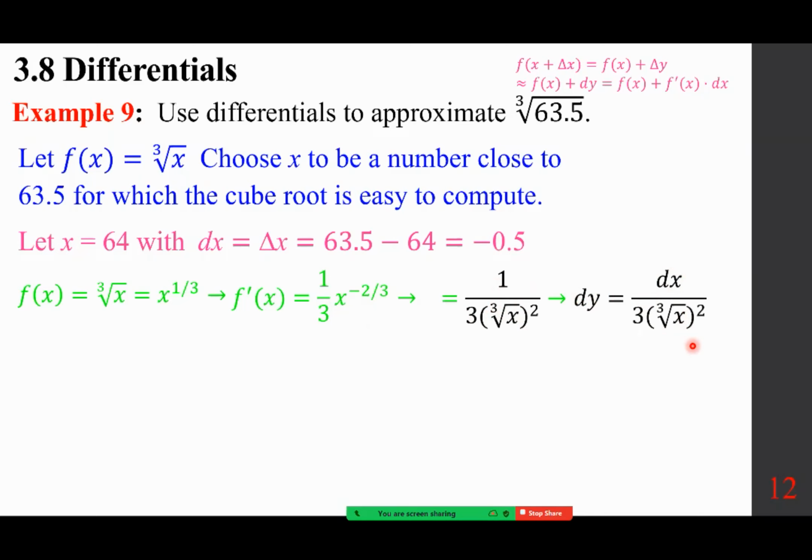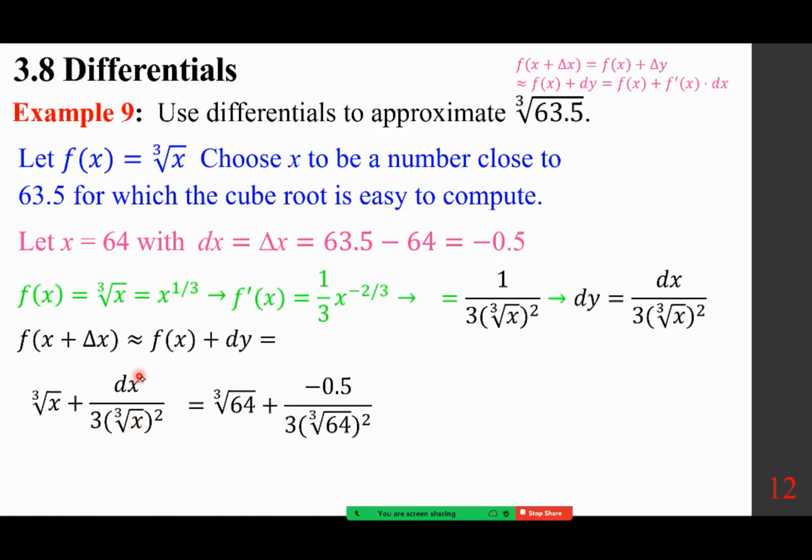Therefore, f of x plus delta x can be approximated by f of x plus dy, and f of x is the cube root of x. Dy is this expression, dx over 3 cube root of x quantity squared. Now, all you have to do, replace the x with 64. Same thing here. And then dx with negative 0.5. When we do that, of course, this is 4. This is 4. So I want to discuss this one.